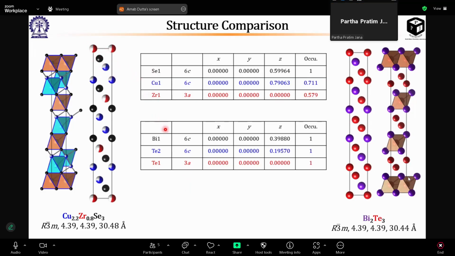The copper is going in the tellurium 2 site. Sorry, I'm trying to read your two tables. You have the copper, zirconium, selenium. Can you explain the table once again to me? This is the comparison. Copper is going to a fixed position where the tellurium 2 is present. I mean this one. Interesting. Wow. And the selenium is going in the bismuth position. So the anion selenium is going to the bismuth position.